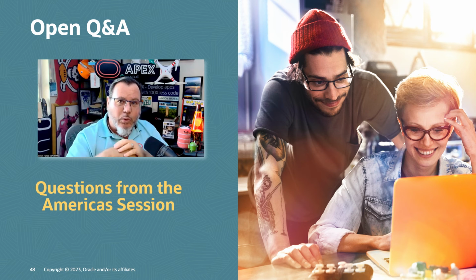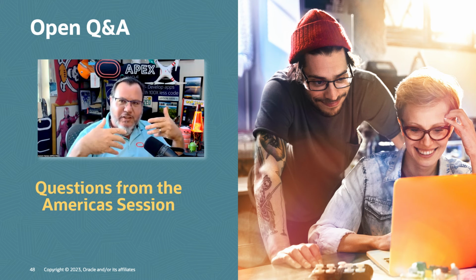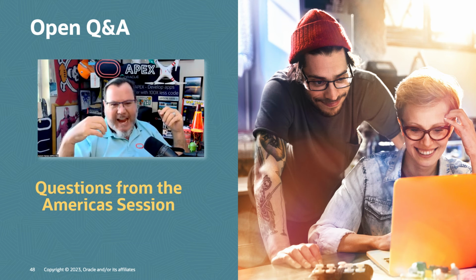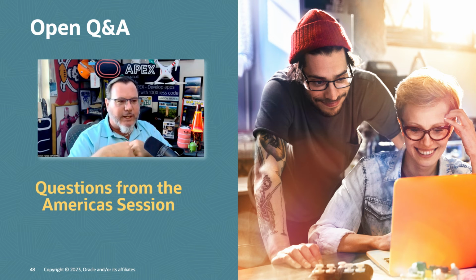ORDS has 23.3 rolling out. I got the notice, I think just the other day, that it was being pushed out. Again, across 40 regions, they start from the smaller regions and work their way up. So if you're in one of the larger regions like Ashburn or Frankfurt, it might take a few more days for it to come out, but it's definitely rolling out.